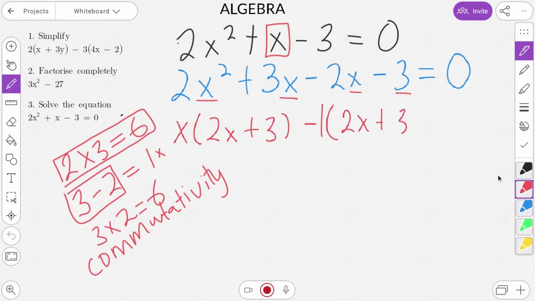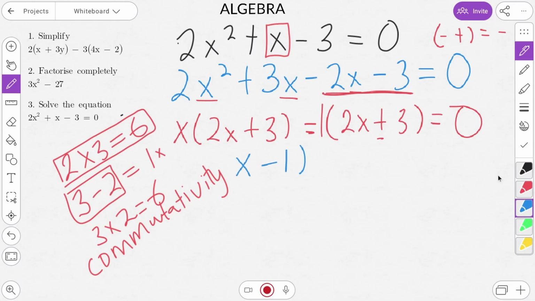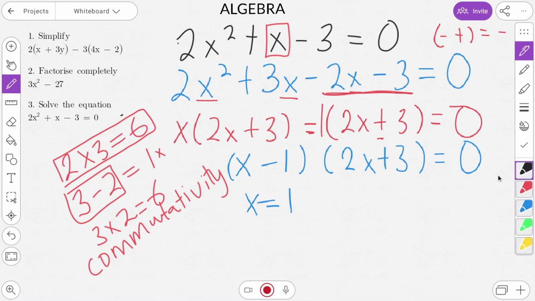The reason for the plus is that this negative will affect that plus to create the previous expression as we have there. Negative plus positive will give us negative, as stated earlier in integers. So now we have x minus 1 and 2x plus 3. From our basic knowledge, we equate both of these expressions to 0. The first one will be x equals 1, and the latter one will be x equals negative 3 over 2. That's the same as negative 1.5 if you want to go the decimal way.